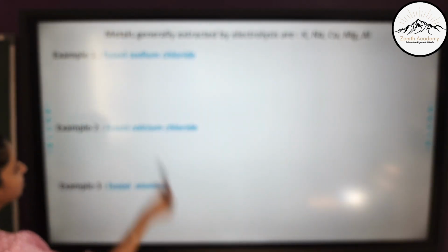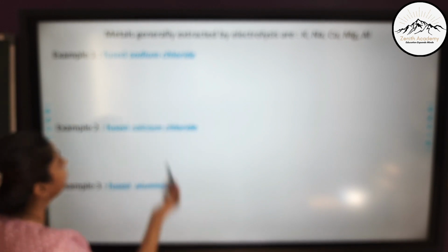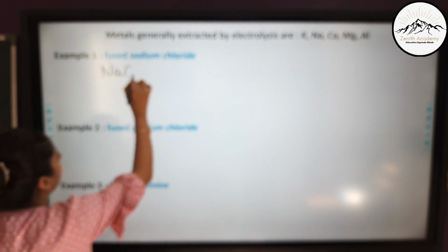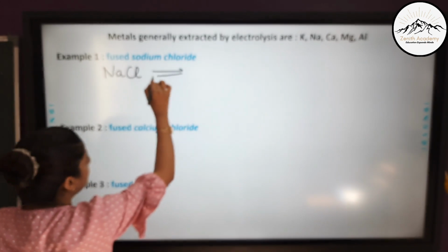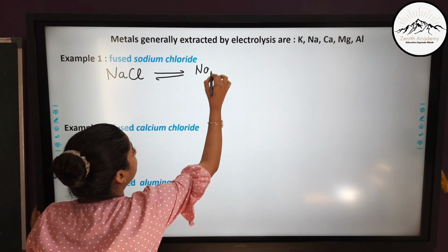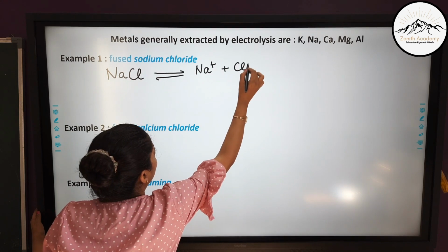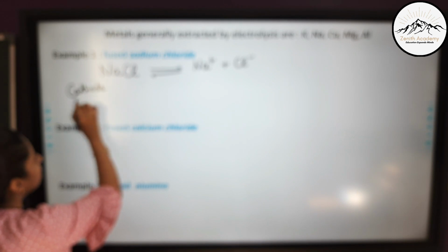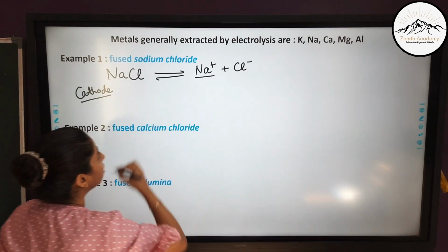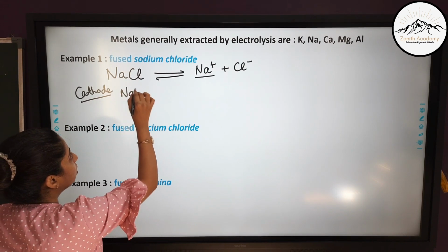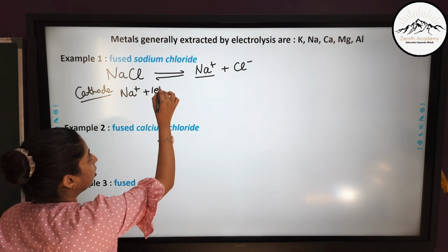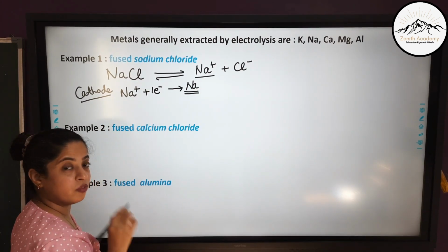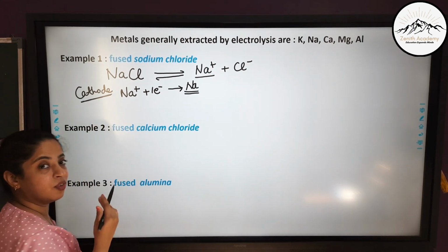Let us see these three examples. First let's see fused sodium chloride, how it is extracted. If you melt or fuse NaCl, you get the ions Na+ and Cl-. Let us see what happens at the cathode. Since the cathode is negative, positive ions will go there. So this Na+ will accept one electron and form a sodium atom. So sodium metal atom is formed, which will get deposited at the cathode.